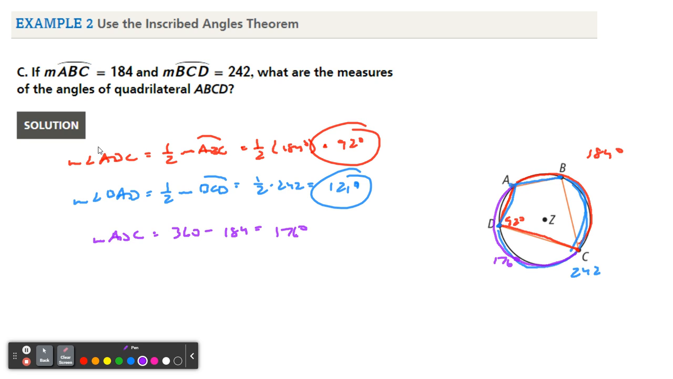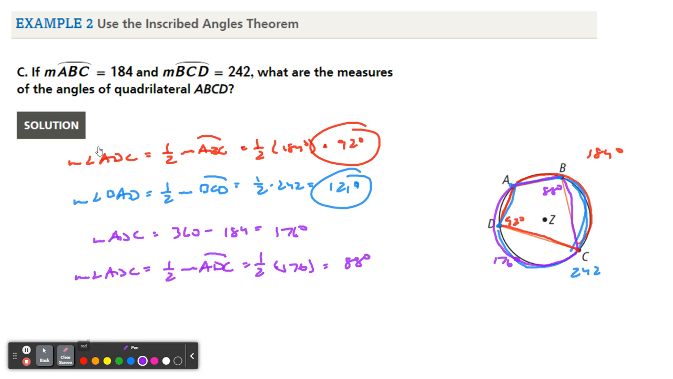If you go from A to C and you trace back, they connect at point D. So the measure of angle ABC will be half the measure of arc ADC. That'll be half of 176, and half of 176 will be 88 degrees. So angle B is 88 degrees.